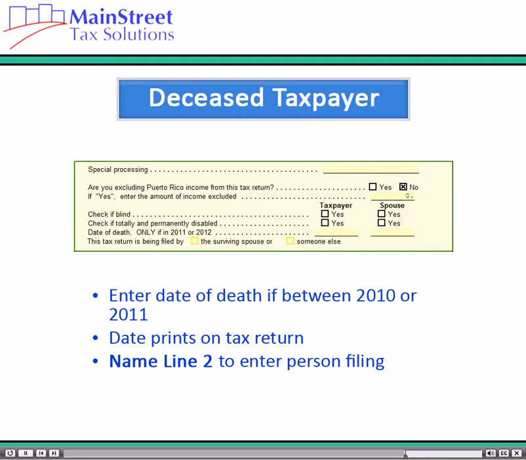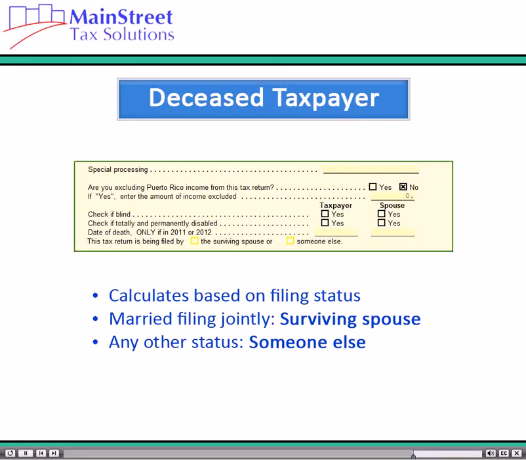For example, if the taxpayer died and there is a surviving spouse, enter the surviving spouse's name in the Name Line 2 field. The tax return is being filed by entry calculates based on the status of the return. If this return has a filing status of married filing jointly, the surviving spouse is selected. If this return has a filing status other than married filing jointly, the software selects the Someone Else checkbox.